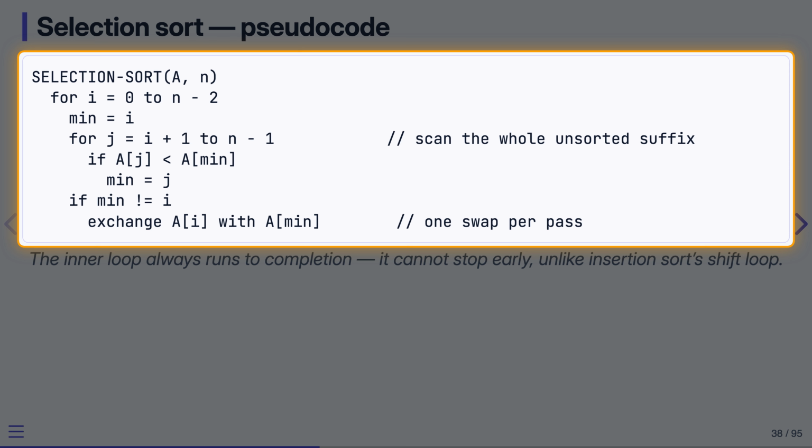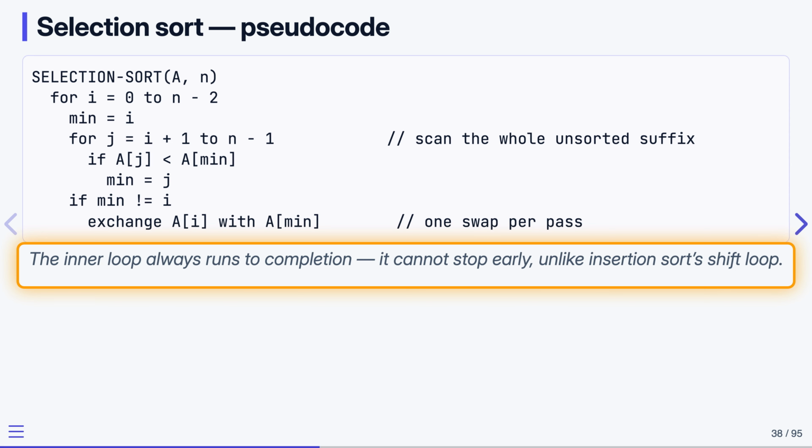If min is not equal to I, we exchange A at index I with A at index min, that is one swap per pass. Notice the inner loop always runs all the way to the end. It cannot stop early, unlike insertion sort's shift loop, which stops as soon as the key fits.